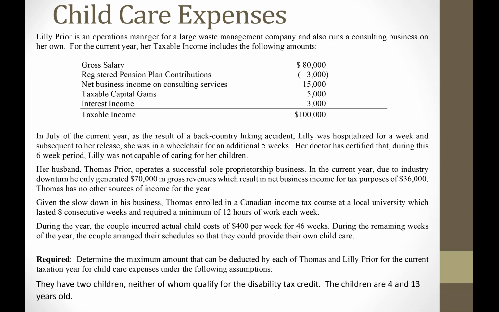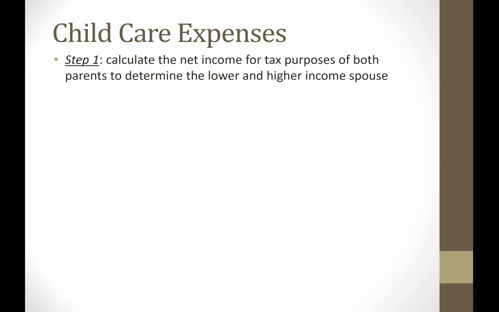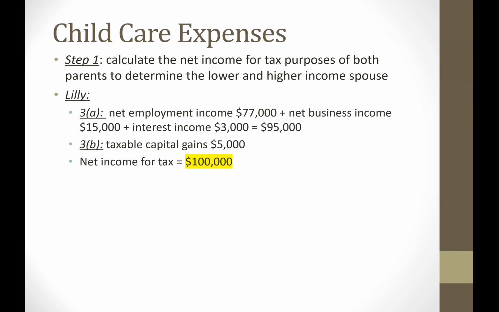Okay, let's move on to the next slide to look at the solution. Remember we said that there are a bunch of steps. Let's calculate the net income for tax purposes of both parents. Let's start with Lilly. Lilly's net income, we start off with 3A, net employment income. That's her gross employment income minus the RPP deduction of $77,000. We add her net business income and interest income. And so in 3A, we get $95,000. Then we go to 3B, which is her taxable capital gains of $5,000. And so Lilly's net income is $100,000.